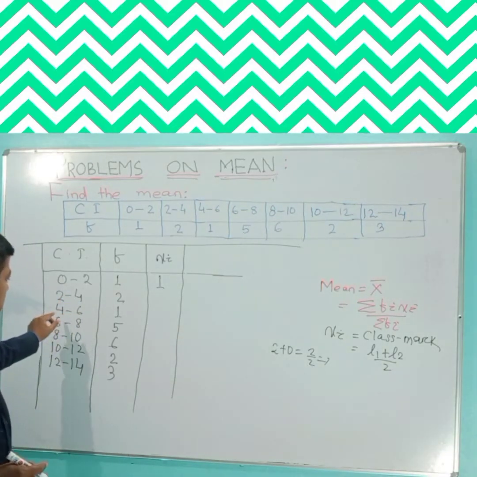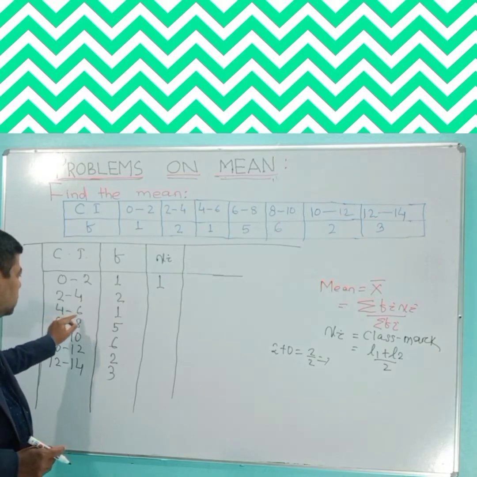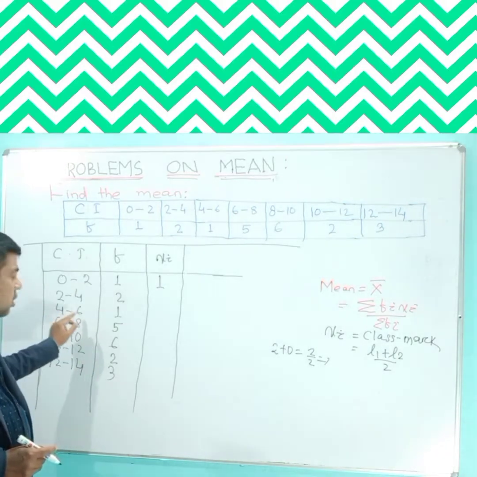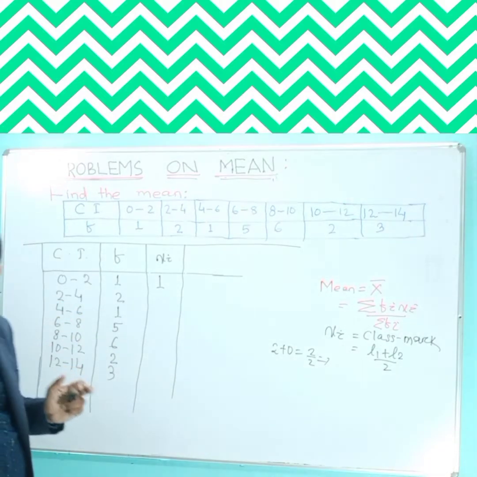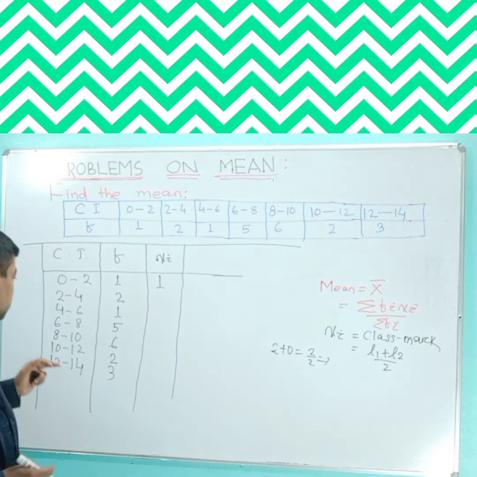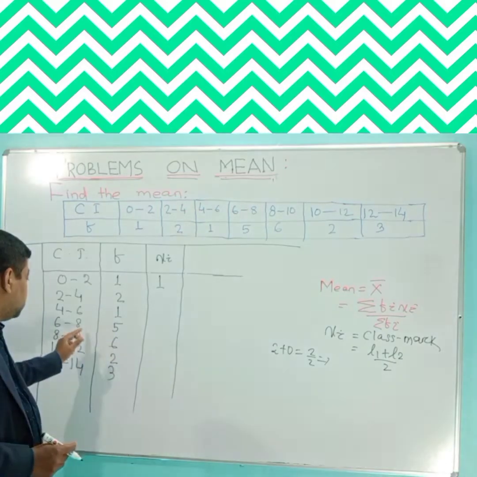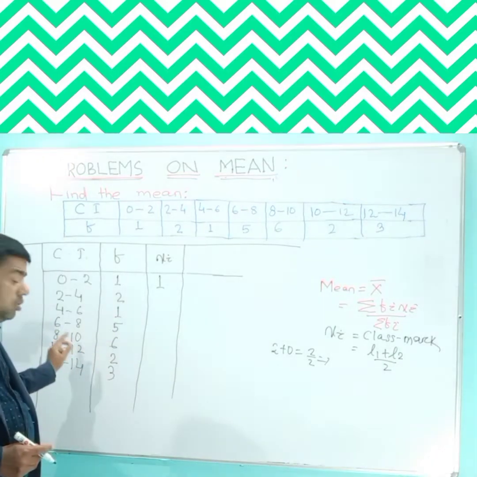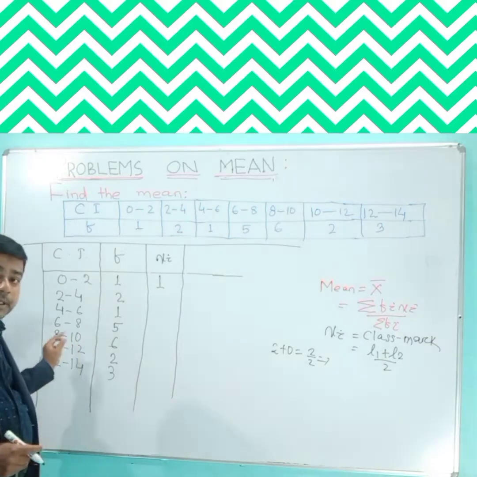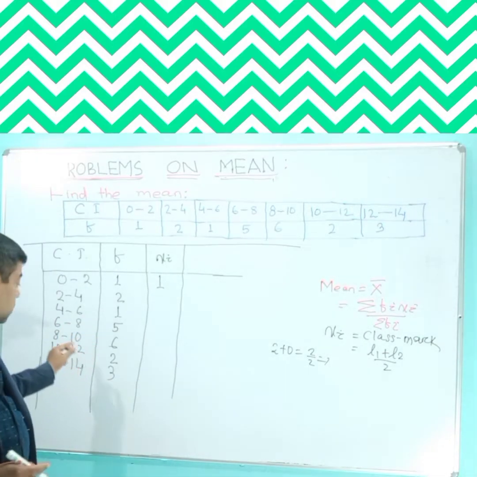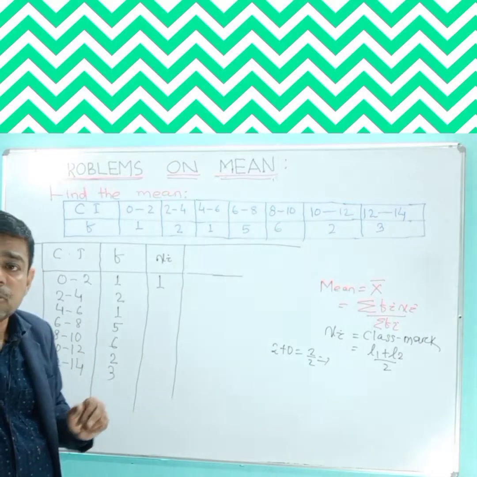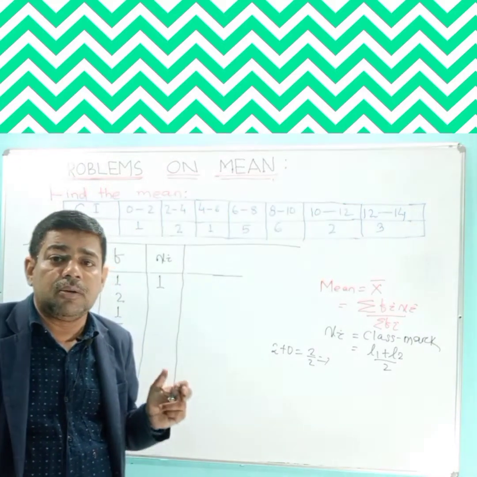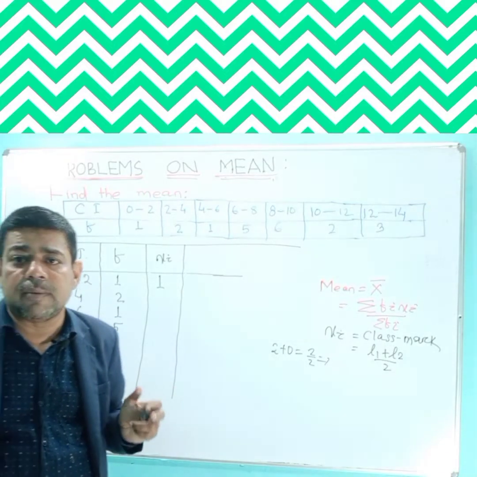And in the third class interval, 4 to 6, the lower limit L1 is 4 and L2 is 6, so the class size is 6 minus 4, which is 2. The difference between the upper limit and the lower limit is known as the class size. Here 8 minus 6 is 2, 10 minus 8 is also 2, and 12 minus 10 is 2. So this is data in which every interval has the same class size.